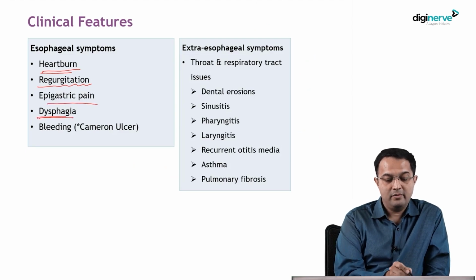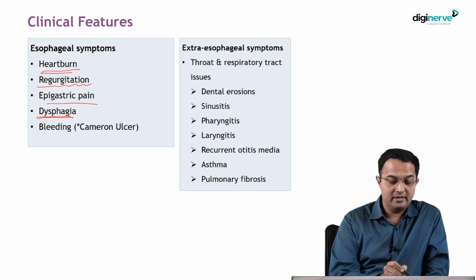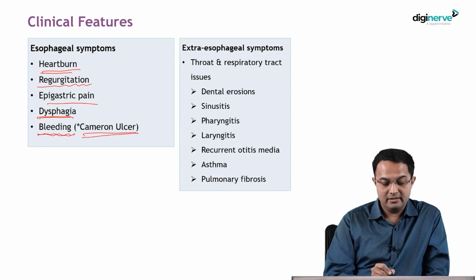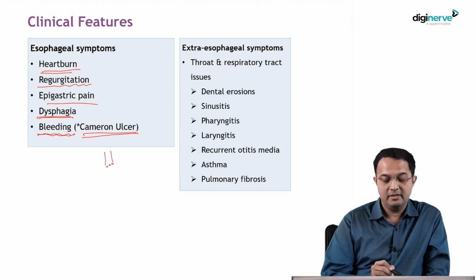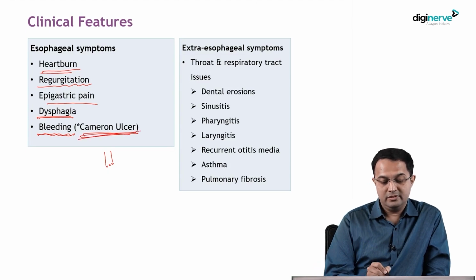Advanced disease will have dysphagia. If there is a large hiatal hernia, then you can have dysphagia, and bleeding also is common. There is something called Cameron ulcers, which are ulcers that happen at the junction of the esophagus and stomach in these patients. They may be single or multiple, and can present as hematemesis. You need to know that they are associated with hiatal hernia at the GE junction.